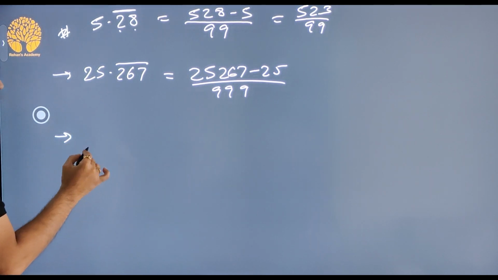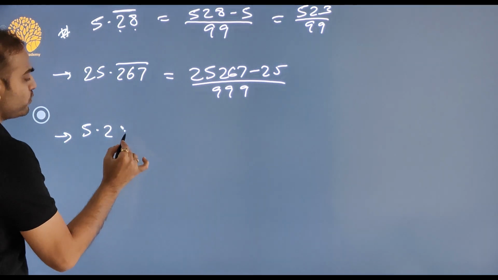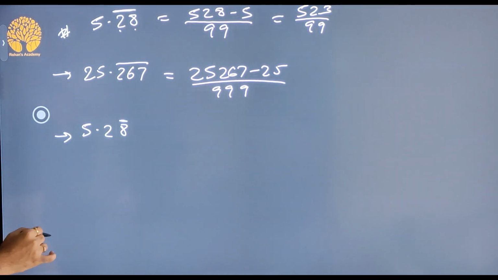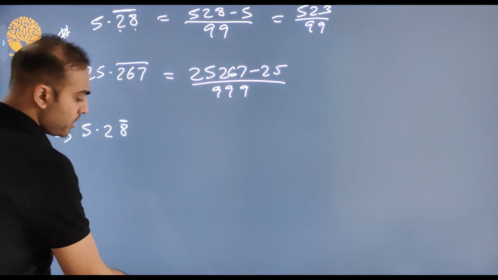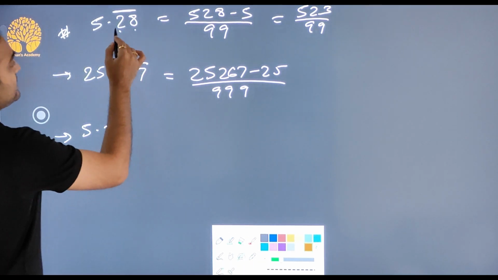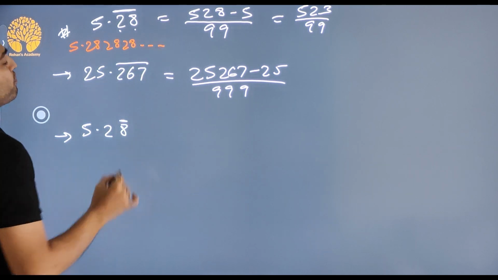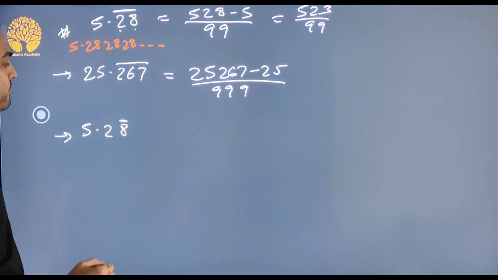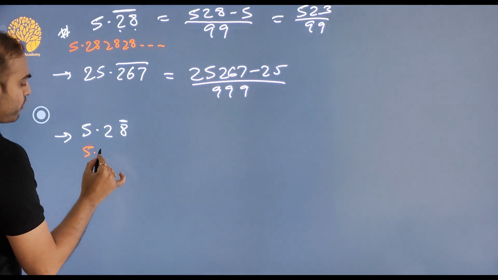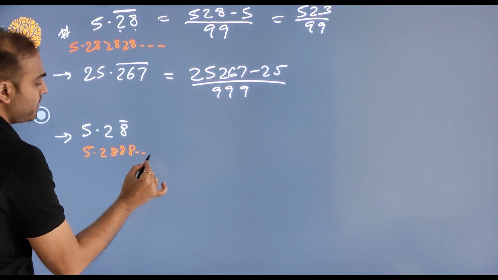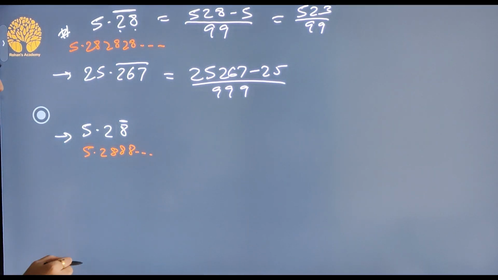If you understand this, then let's try 5.28 with the bar only on the 8. Now what is the difference between these two values? This one means 5.282828, both 2 and 8 are repeating. This means 5.2888, 8 is repeating again and again.